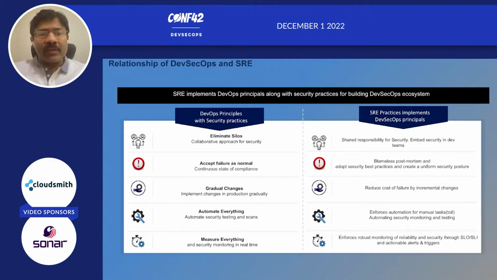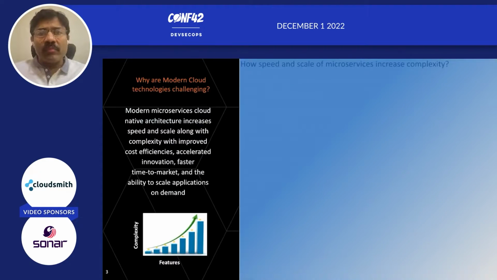Our systems are becoming so evolved that they go beyond human ability to mentally understand the models and their behavior, which is very difficult. So why are these modern cloud technologies challenging? Modern microservice-based and cloud-native architecture increases speed and scale along with complexity, with improved cost efficiency, accelerated innovation, faster time to market, and the ability to scale applications on demand.